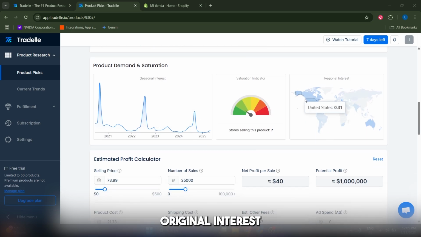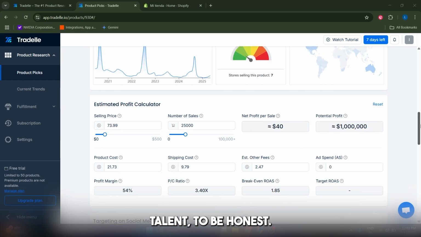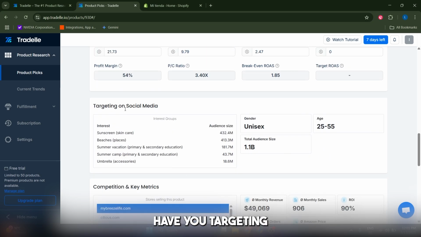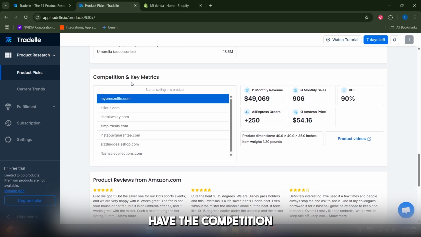You here have the regional interest and the saturation indicator, which tells you how many stores are selling this product. Here you have just different metrics, okay, which are for the selling price and all that. And you also have the targeting on social media, which again is very optimistic, usually, I find. And now you have the competitions and the key metrics, which tell you the stores that are selling these products.